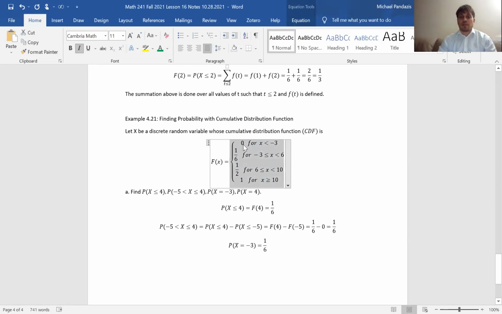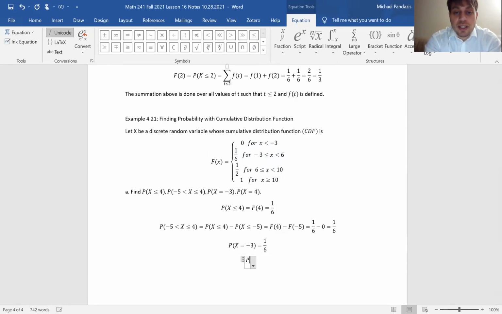It was the jump, right? At x equals -3, you jump from cumulative probability 0 to cumulative probability 1/6, which means the act of adding one additional x value increased the cumulative probability by 1/6. That probability is 1/6. Okay.